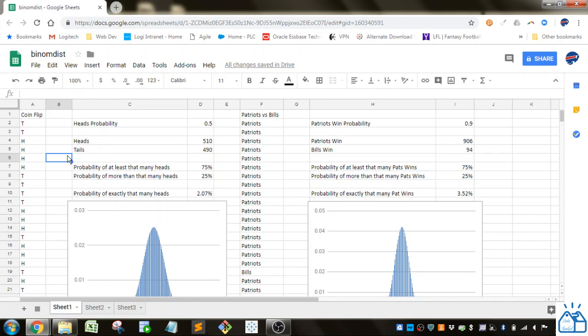Today we're going over the binomial distribution in Google Sheets. The binomial distribution comes into play when you have an event that can cause two outcomes. For instance, a coin flip, you can either have tails or heads come up, and we are going to simulate it 1,000 times and show you how to calculate the probability of different levels of those things.